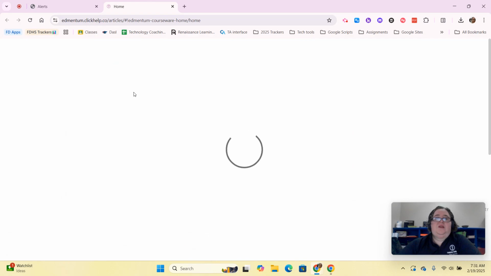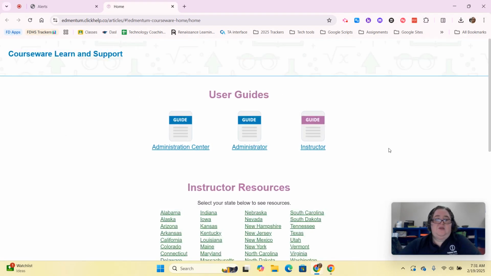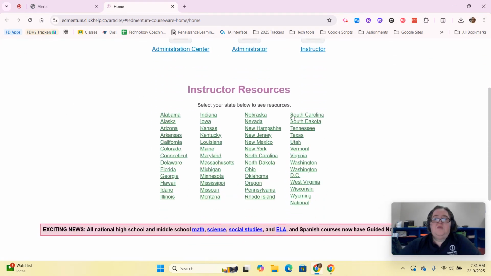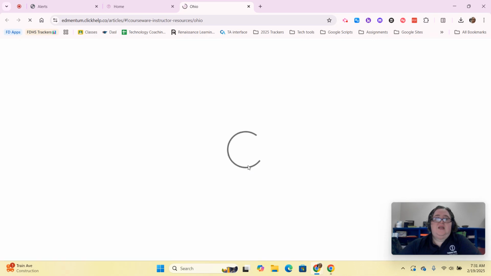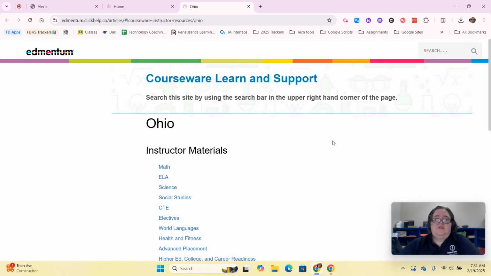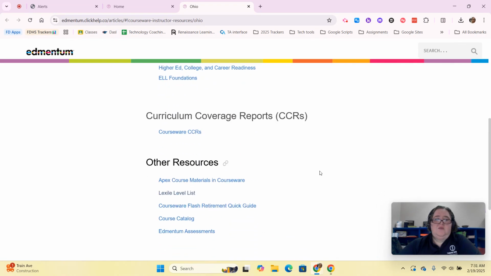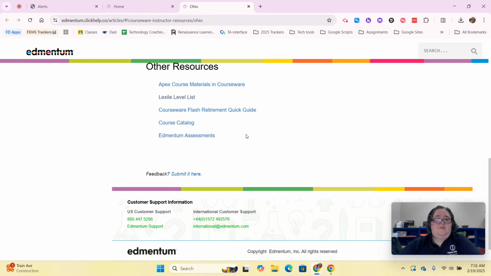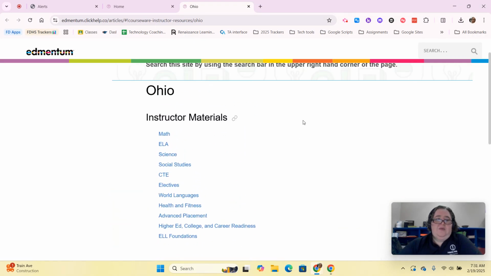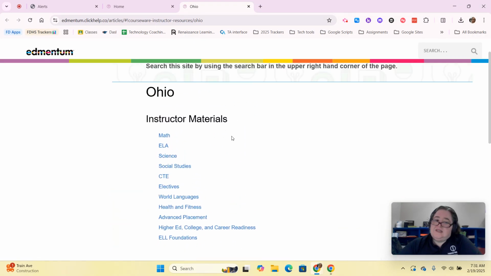And Learn and Support has an awesome amount of information in it. You have the user guides, but what I'm focusing on are the instructor resources. So I'm going to go ahead and click on that. And you can see that you have specific things to the courses. Underneath, we also have the curriculum coverage report and some other reports that you can look at, like the course materials list for Apex, which Edmentum does not need course materials, so that's definitely an advantage.